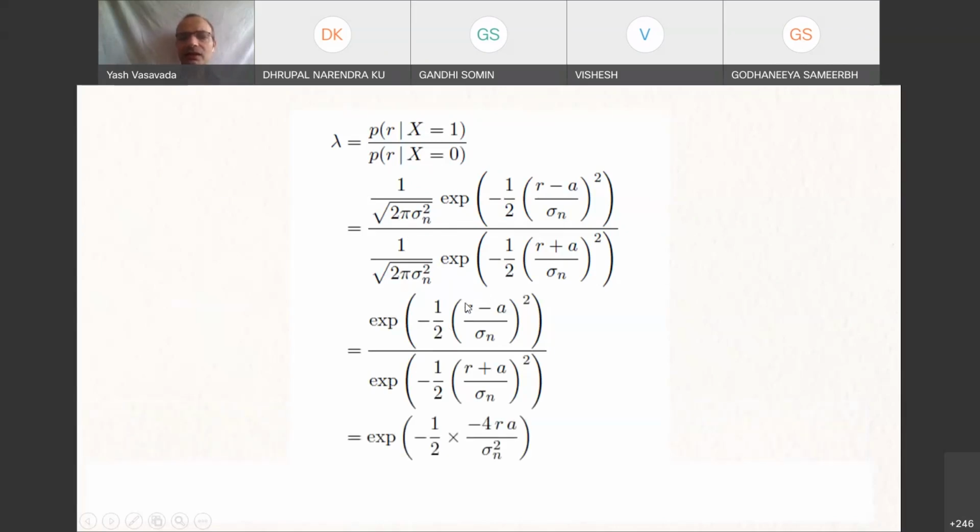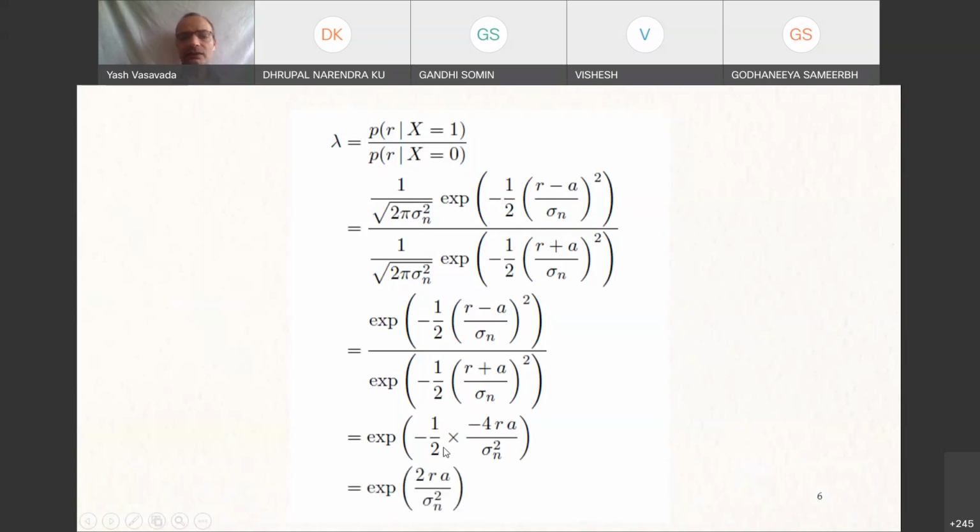And if I expand out the exponential bracketed terms, what will happen is r square plus a square, all of them are going to be common between the numerator and the denominator. They will cancel out. The only part which will not be common is negative 2 times RA divided by sigma n squared. Because over here it will be having a minus sign, over here, in the denominator, it will be having a plus sign. So I can just simply add them up, and that negative 2RA becomes negative 4RA once I add the contribution coming from the denominator.